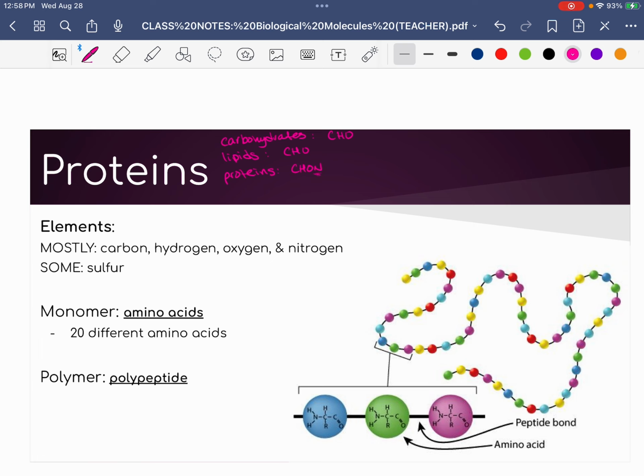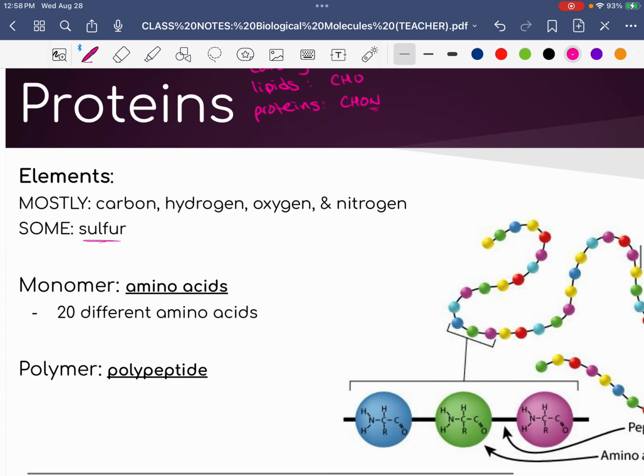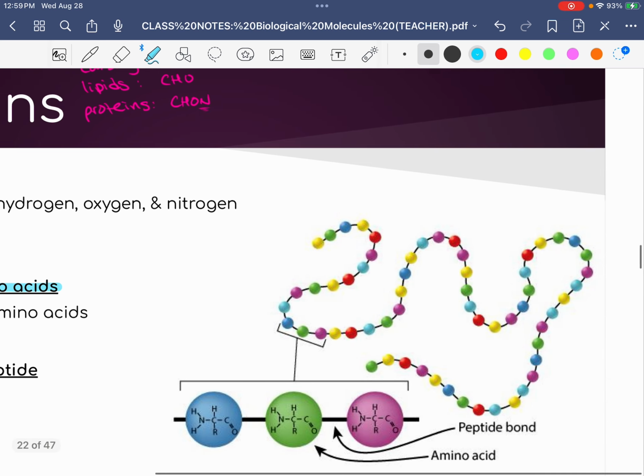Some proteins have sulfur. We'll talk a little bit about that, but there's very little sulfur. Not a lot of sulfur, but there is a little bit of sulfur. Okay, the building block, the monomer for proteins is something called an amino acid. So amino acids, we can put them together using something called a peptide bond. So here, these connections between the amino acids, these are the peptide bonds that we're seeing here.